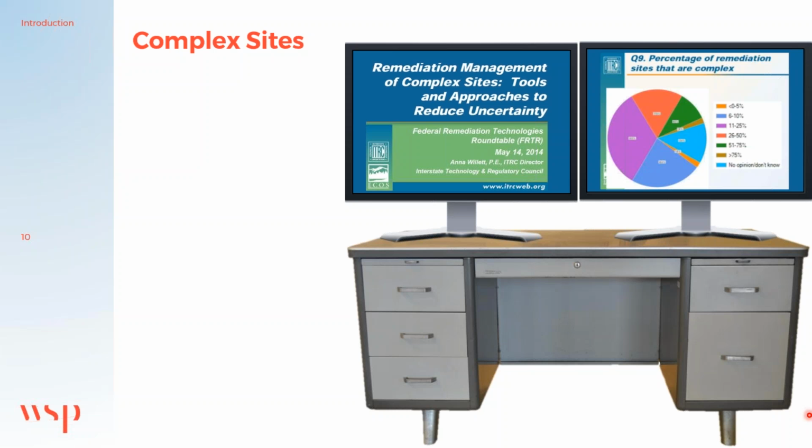More than half of the respondents, the yellow, brown, the darker blue, and the purple in the pie chart, these right here, thought less than 25% of all sites were complex.